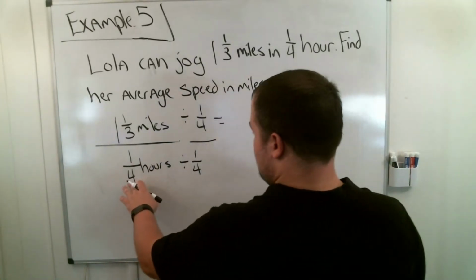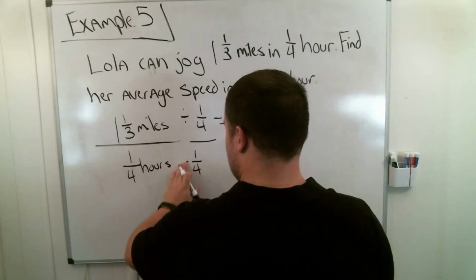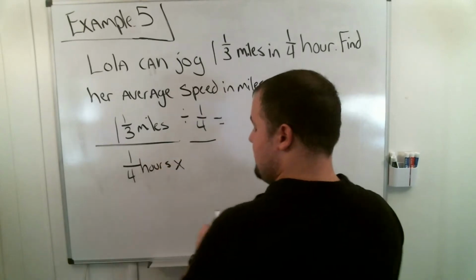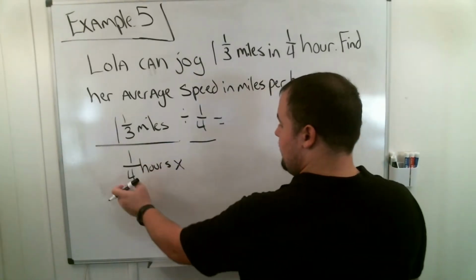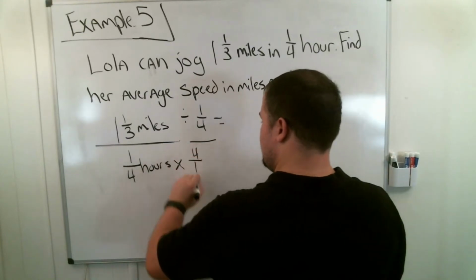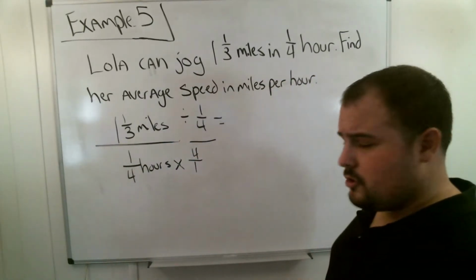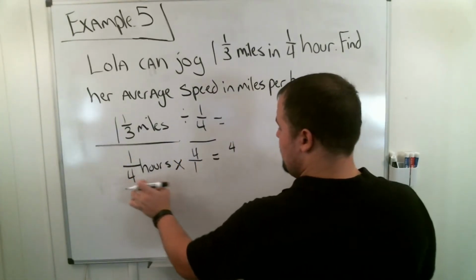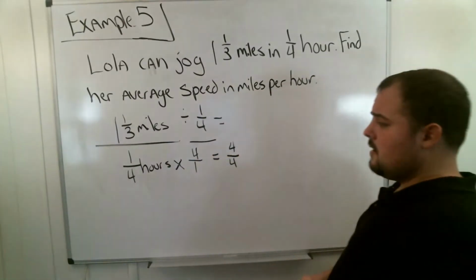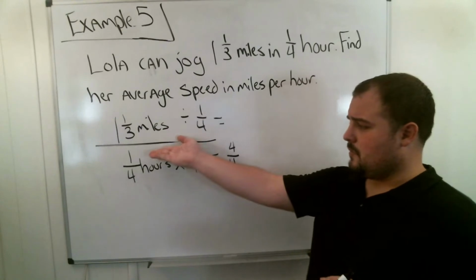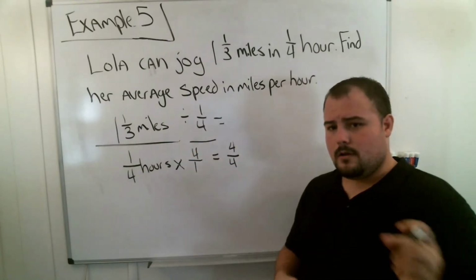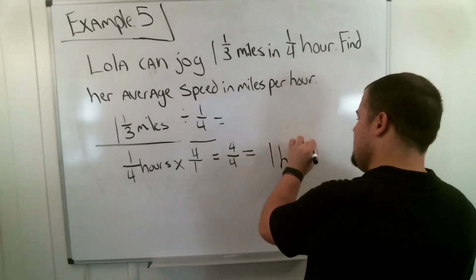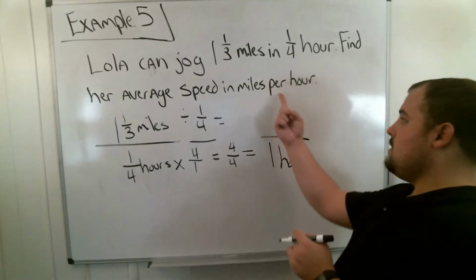So, this is really 1/4 times, because remember we changed division to multiplication, 1/4 times 4 divided by 1. Now I'm going to go ahead and multiply that straight across. 1 times 4, that's 4. 4 times 1, that's 4. So on the bottom of this problem over here, I'm going to get 4 divided by 4. 4 divided by 4 equals 1. So now we have successfully changed the denominator to 1 hour. We're going to per hours.